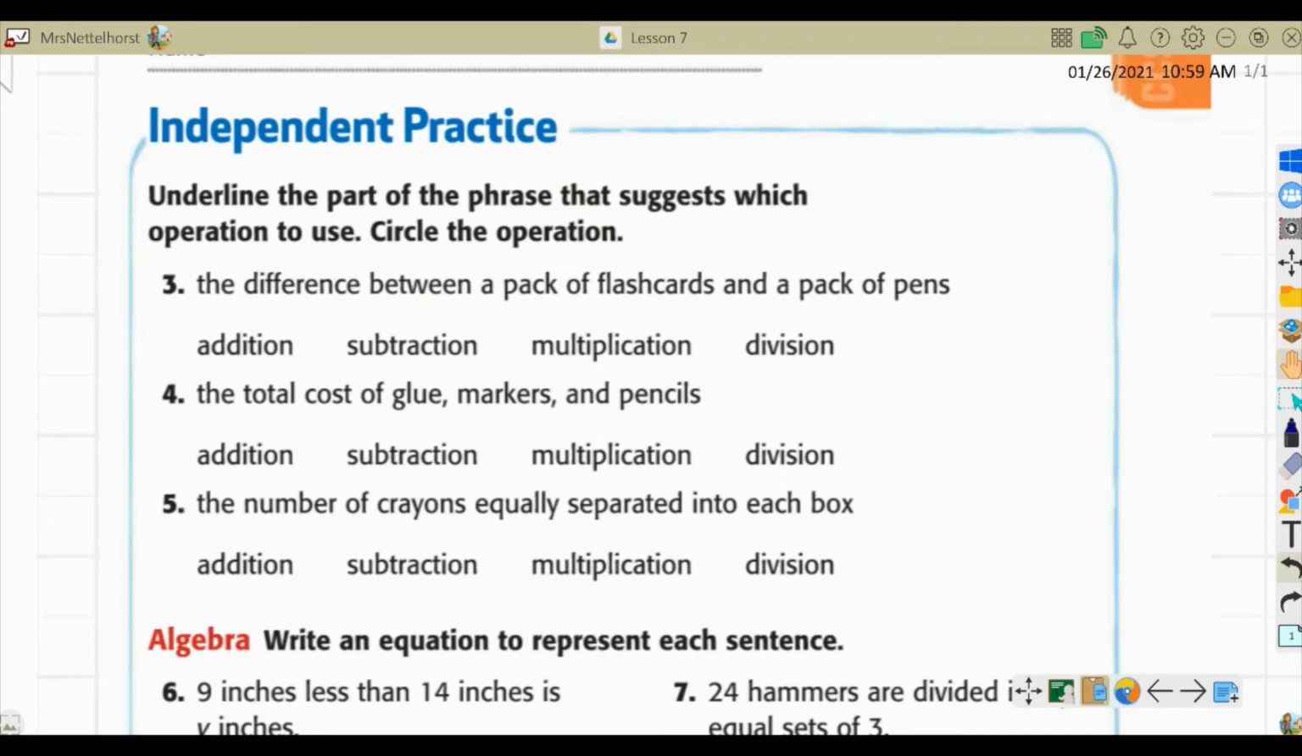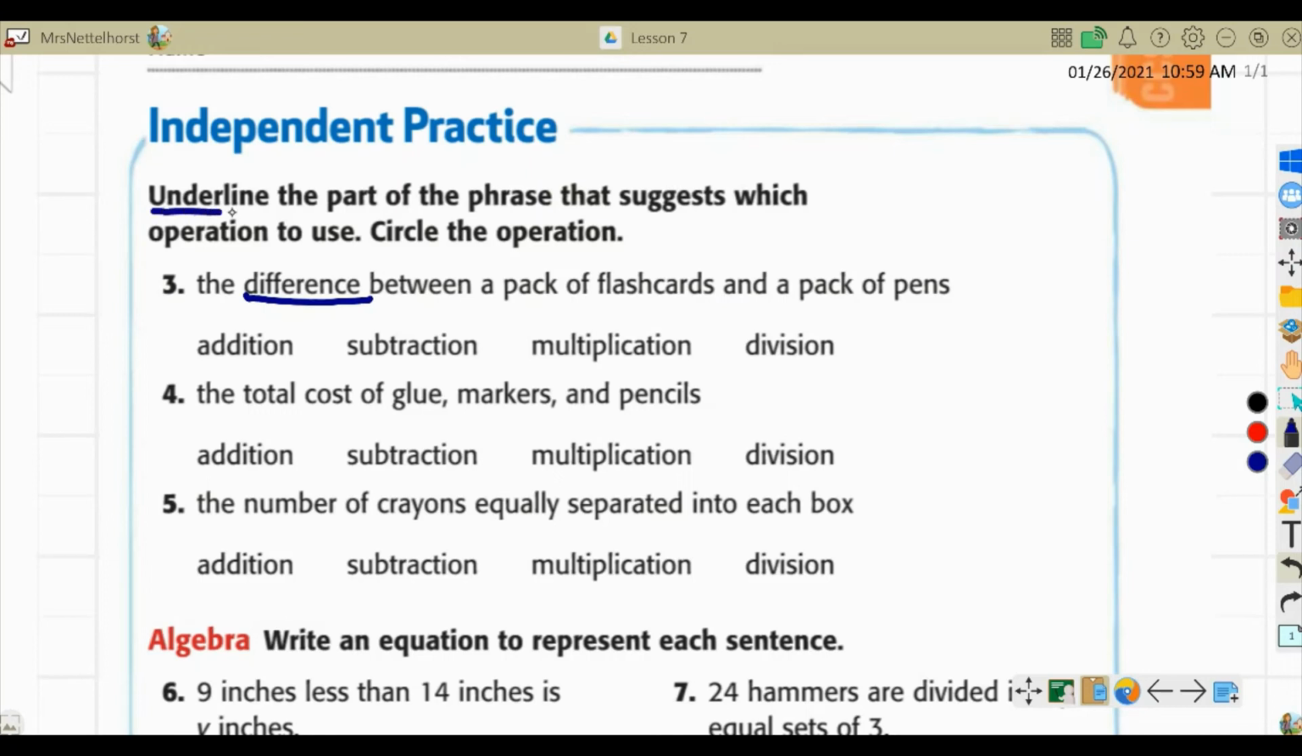So I'm going to help you with number 3. Okay, so I'm going to underline the part of the phrase that suggests the operation used. So I see the word difference, the difference between a pack of flashcards and a pack of pens. I see the word difference. Now you go look on the chart and find which operation that is. Is it addition, subtraction, multiplication, or division? You're going to circle that one.